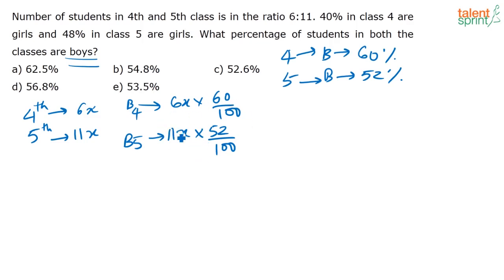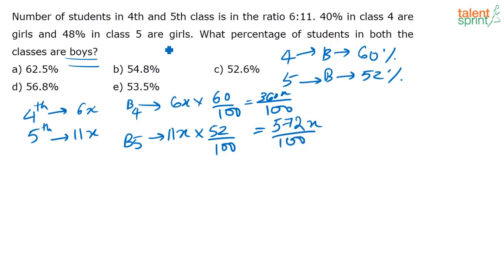So, let us just keep this as such. Whatever value that we are getting, let us keep it as such. What is 60 into 6? It is 360x by 100, correct? 52 into 11, again very easy to calculate, no? That is nothing but 572, correct? 52 into 11 is 572x by 100.